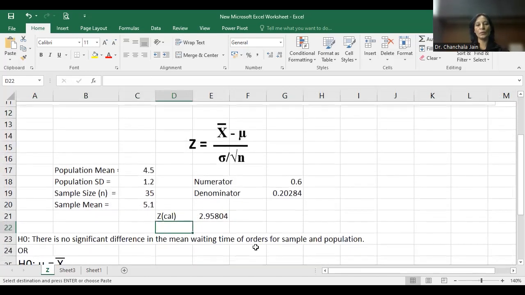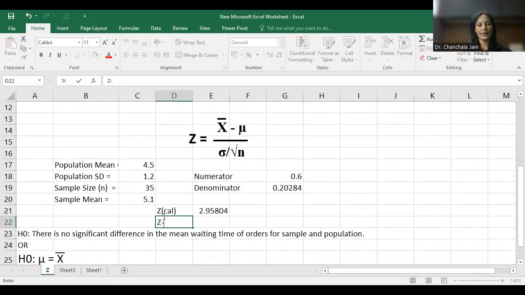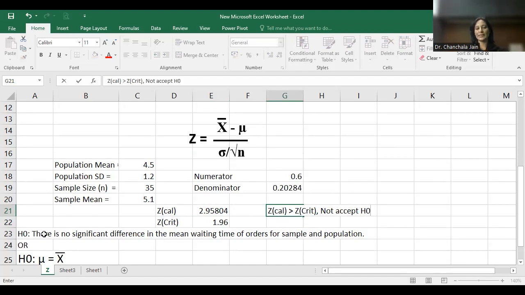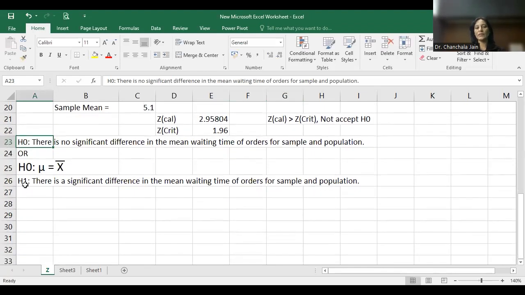So coming back to the previous sheet, we can see our Z critical. The table value is known as the critical value. It is 1.96. And the thumb rule, on what basis we will accept or reject the hypothesis, is based on the critical and Z value. So friends, it is quite clear that our Z calculated value is greater than our Z critical value. In that case, if our calculated value is greater than the critical value, we are not going to accept the null hypothesis. So if I'm not accepting the null hypothesis, I can conclude that there is a significant difference in mean waiting order times for the sample and the population.